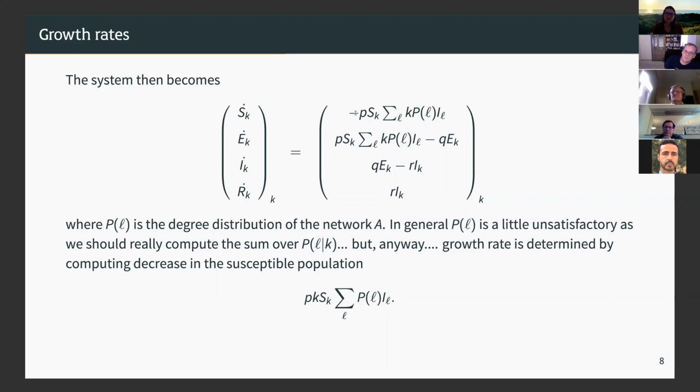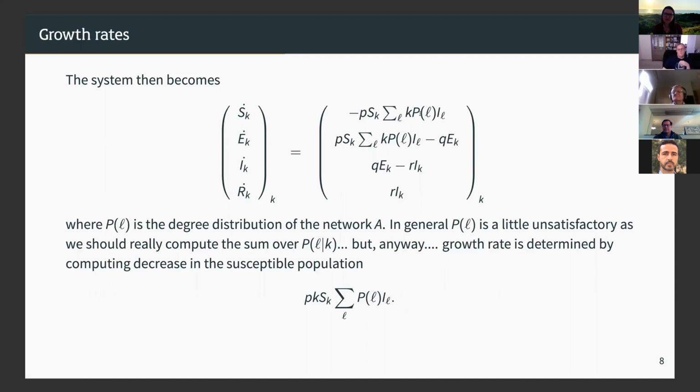If it's a loss of susceptibles, minus, that's a susceptible pool in contact with other nodes of other degree, depending on how many there are and whether or not they're connected. So PL is the probability of a neighbour having degree L.